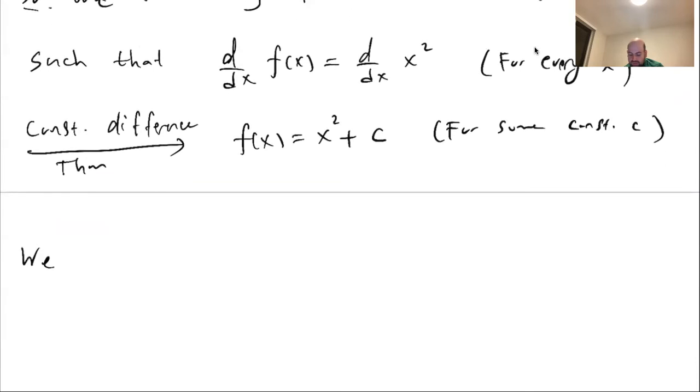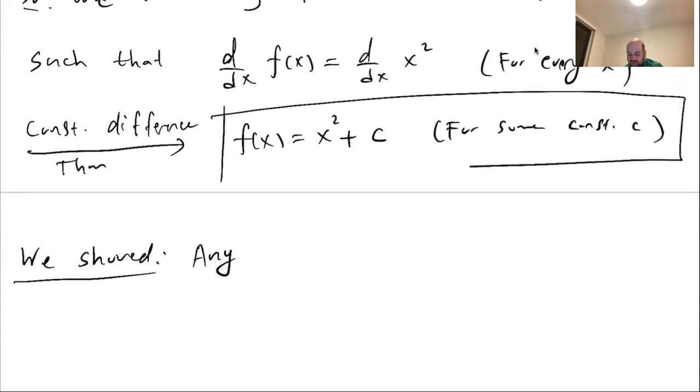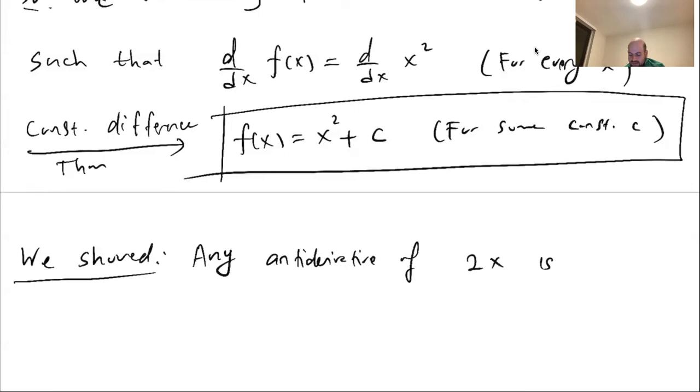So what did we show then? We showed that any antiderivative, so this is a solution. We wanted to find all functions f whose derivatives are 2x. So the list of all such functions will be any function of the form x squared plus c for some constant c. So we showed that any antiderivative of 2x is of the form x squared plus c for some constant c.